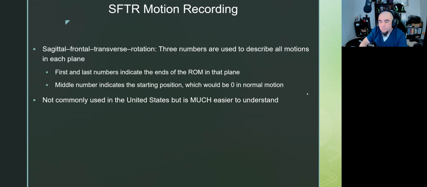Sagittal, frontal, transverse, rotational numbers. These are numbers to describe all the motions in each plane, right? This doesn't happen very often. It's not common in the United States.